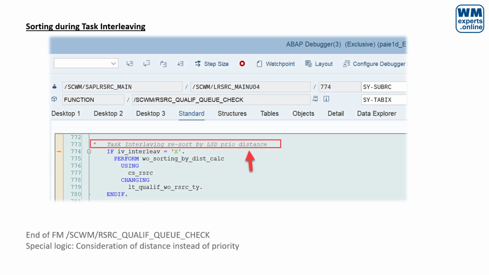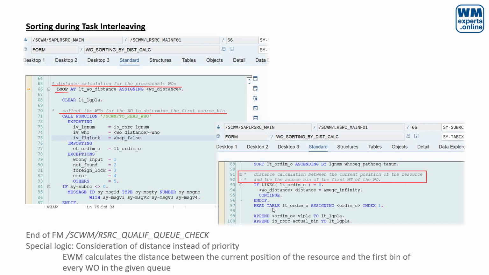I will reveal the secret right away at the beginning of this section: we have an additional criteria for sorting, and it is something that I did not really understand. There is a comment here from SAP that in the context of task interleaving, we are resorting based on LSD, priority, and distance. Within the next slide, I will show you that this is actually wrong and how this is actually working. In addition to the LSD and the priority, we seem to have the consideration of the distance here. But let us just look how it actually works.